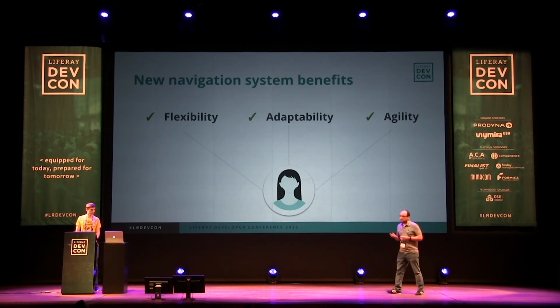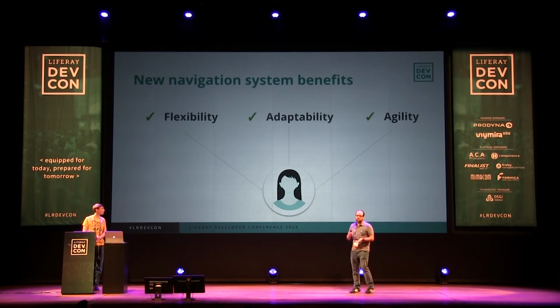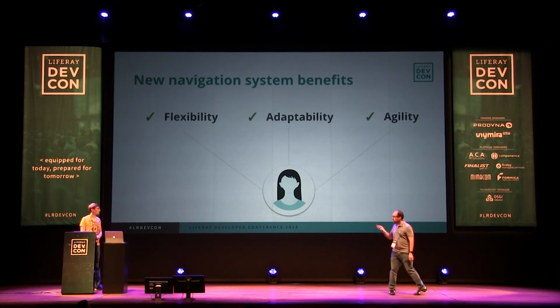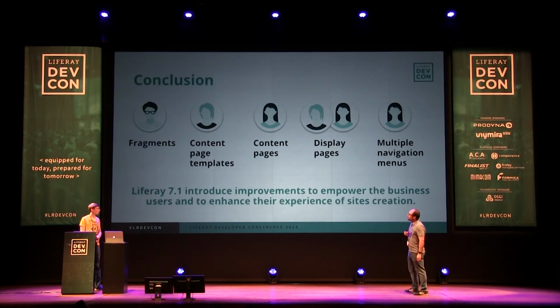And next, agility. We provide an interface to add as many navigation menus as you want. So you can just go inside of that interface and add or remove as many navigation menu items for that navigation menu. And that's it, basically. So we have showed you a complete life cycle of the fragments, templates, and page creation for the different roles and the different users.